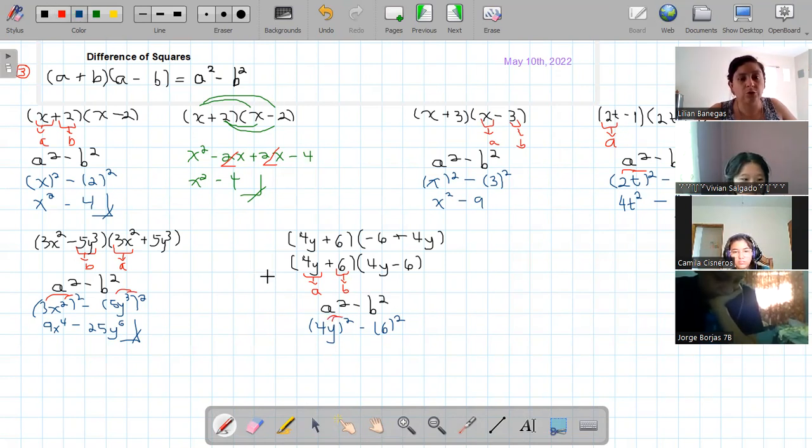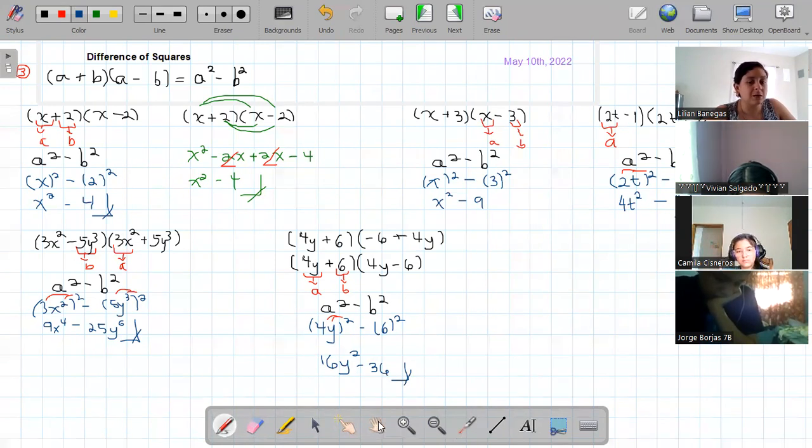And now I have 4 to the square. How much is 4 to the square? 16. And how much is y to the square? Y to the second power. Exactly. Minus. How much is 6 to the square? 36, because it is not 12, because it's not 6 times 2. It is 6 multiplied twice. So it is 36. And that is the final answer for this exercise.